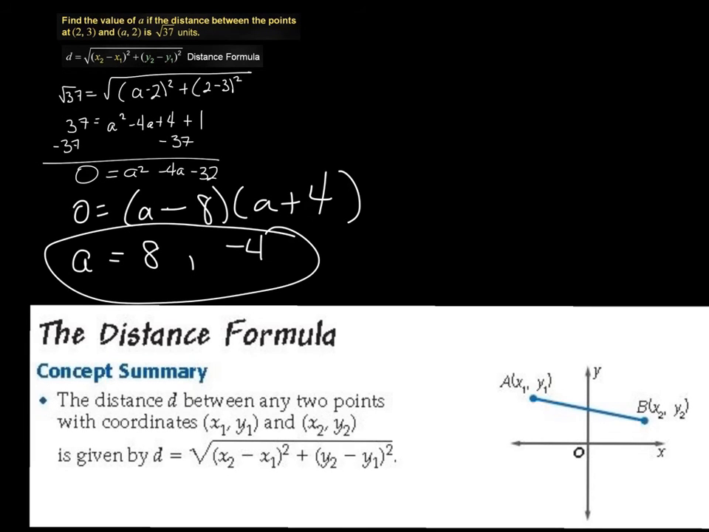The distance d between any 2 points with coordinates x sub 1, y sub 1, and x sub 2, y sub 2 is given by the formula d equals the difference in the x's squared plus the difference in the y's squared, and then the whole square root of the whole business.